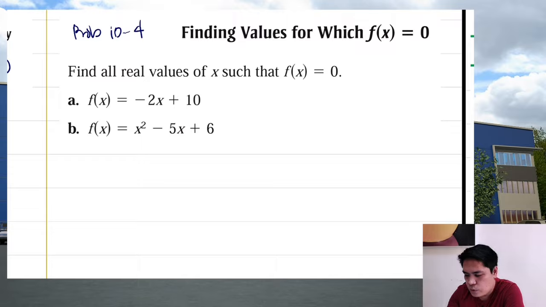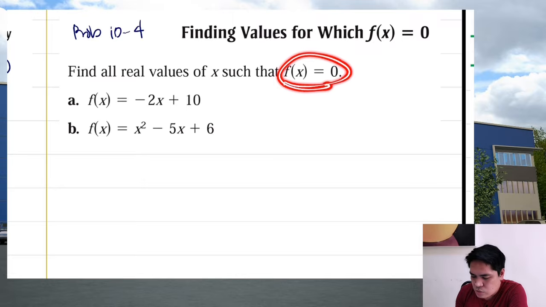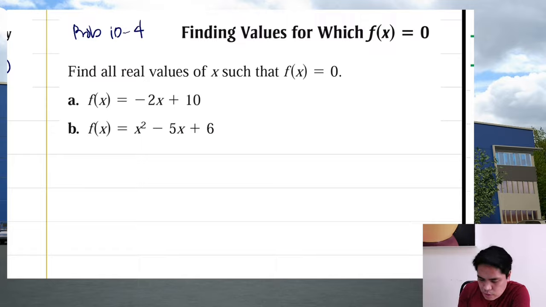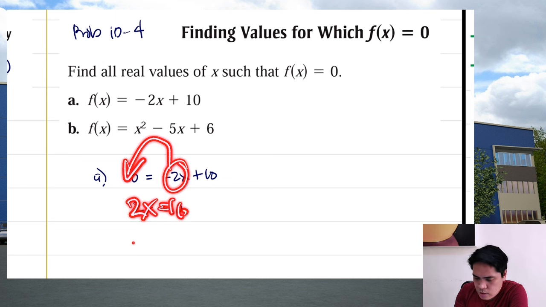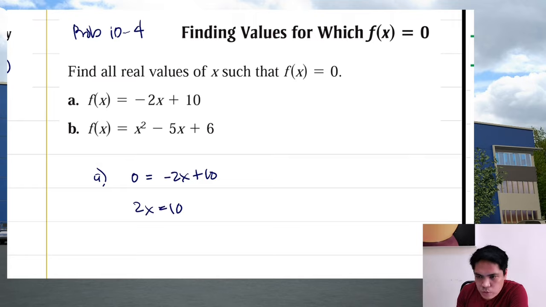Finding values for which f of x is equal to 0. Madali lang naman, no? F of x is equal to 0. That means we just replace f of x with 0. For letter A, we have 0 equals negative 2x plus 10. So therefore, 2x is equal to 10. By the way, you know the rules of algebra. I just transpose it to the other side, so I'll have 2x equals 10. Then divide both sides by 2. So x is equal to 5.